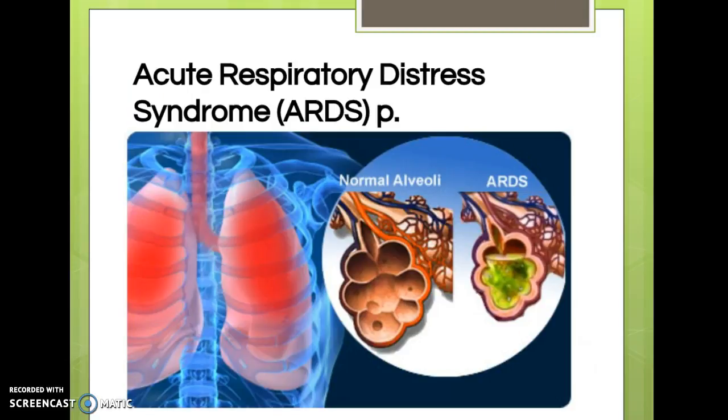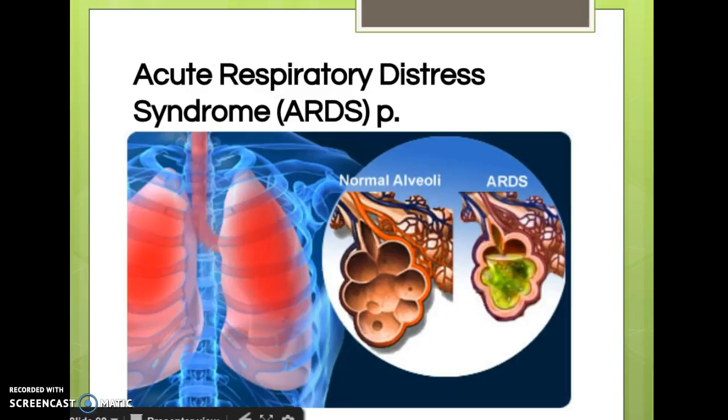The last acute problem of the respiratory system that we're going to talk about before we move into the chronic problems is acute respiratory distress syndrome, often abbreviated ARDS. It is a progressive pulmonary disorder that follows some sort of trauma to the lung. So any of the things that we've been talking about can lead to ARDS. The patient that's being treated for this will typically be in the ICU.